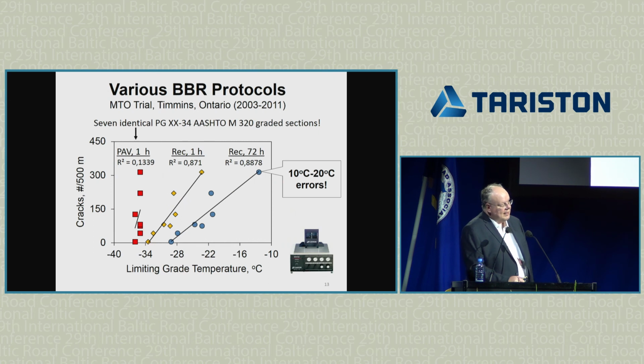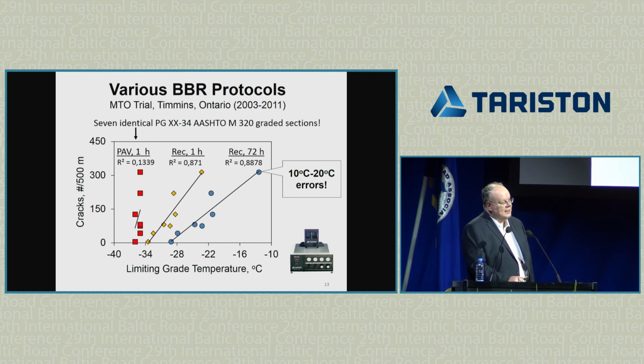So these are the cracking data for the trial in Timmins. You can see on the left in red, minus 34 to 36 grade, 7 test sections. Accuracy, 0. There's no correlation between cracking and performance grade. So that's your AASHTO implementation. You got it there. If that's what you want, then you can have it. But I would say you're making a mistake.